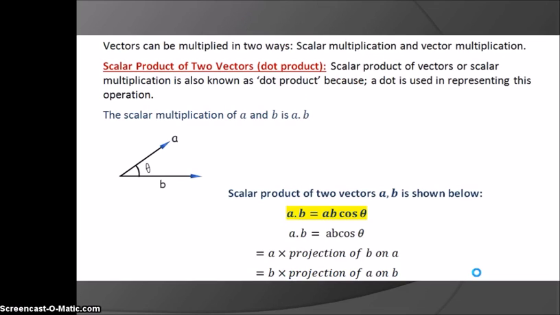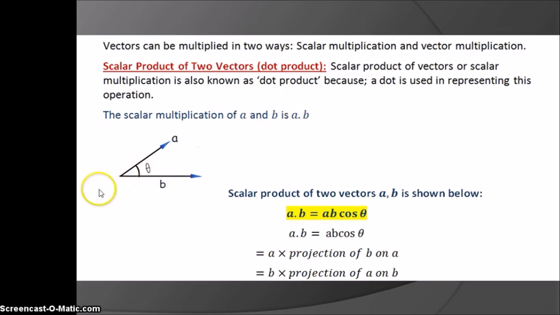Vectors can be multiplied in two ways: scalar multiplication and vector multiplication. The scalar product of two vectors is called the dot product. Scalar product of vectors, or scalar multiplication, is also known as dot product because a dot is used in representing this operation. So this is the dot we're talking about here. The scalar multiplication of A and B would be A dot B.